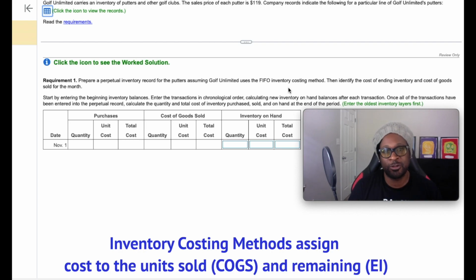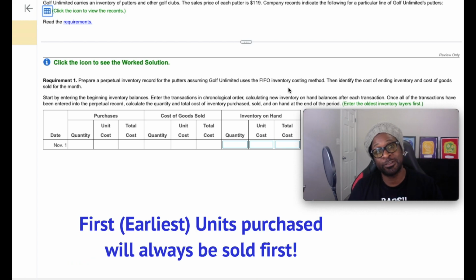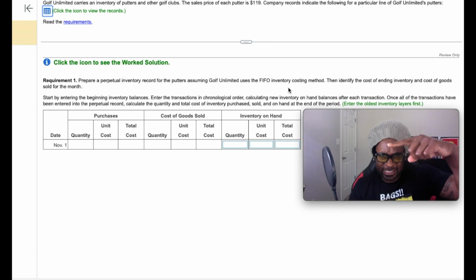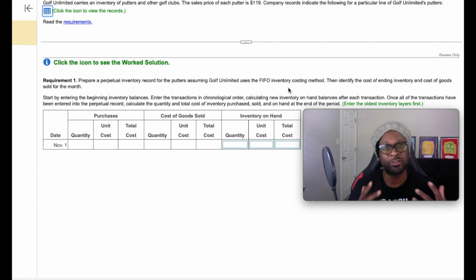And they want us to prepare a perpetual inventory record for putters, assuming Golf Unlimited uses FIFO. Alright, gang, we know what's going on with this. We're dealing with inventory, and inventory has costing methods that give us the appropriate amounts for ending inventory and cost of goods sold. And this particular one we're focusing on is FIFO. FIFO means first in, first out, which means the earliest purchases made for inventory will always be sold first. So if I had an imaginary list in chronological order and I'm trying to account for the goods that I sold, we always start from the top, gang. Likewise, if I'm trying to account for the goods that I didn't sell, i.e. ending inventory, we always start from the bottom, gang. So let's get to it.